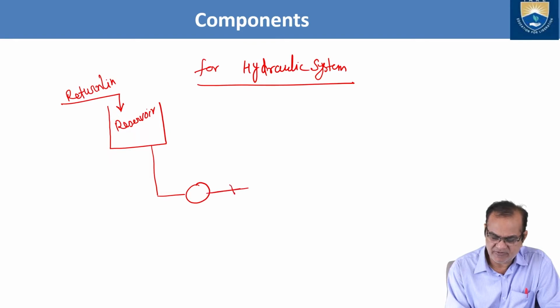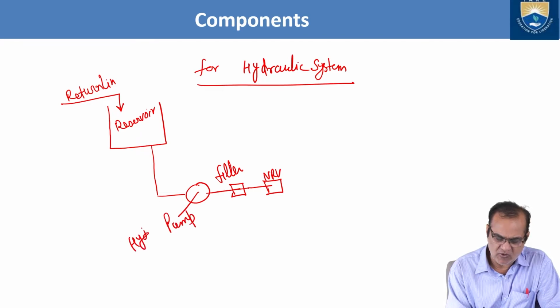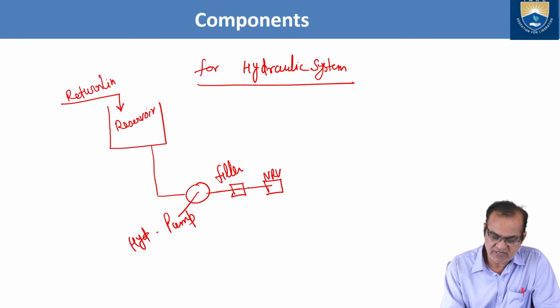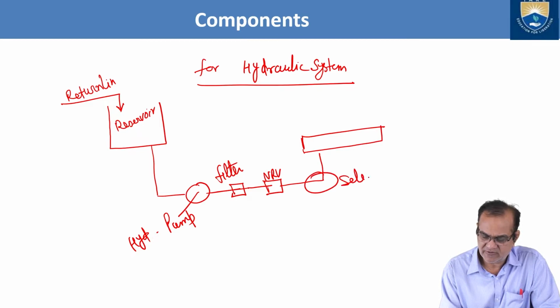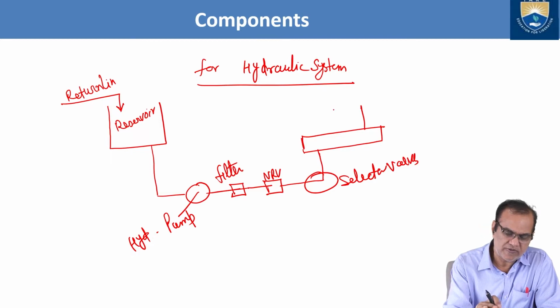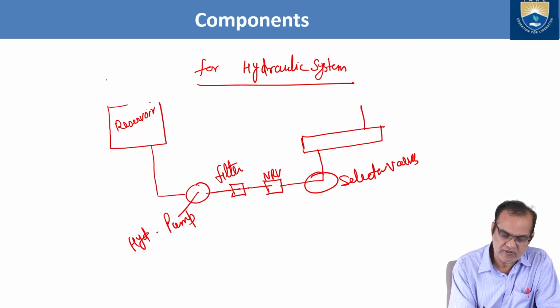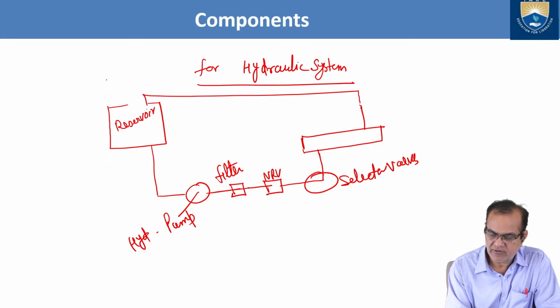From the pump, there will be a filter, there will be an NRV. This is the hydraulic pump, filter, NRV. Then you will get the actuators, different actuators, then the selector valve. Okay, so from here it may go. This is the return line.